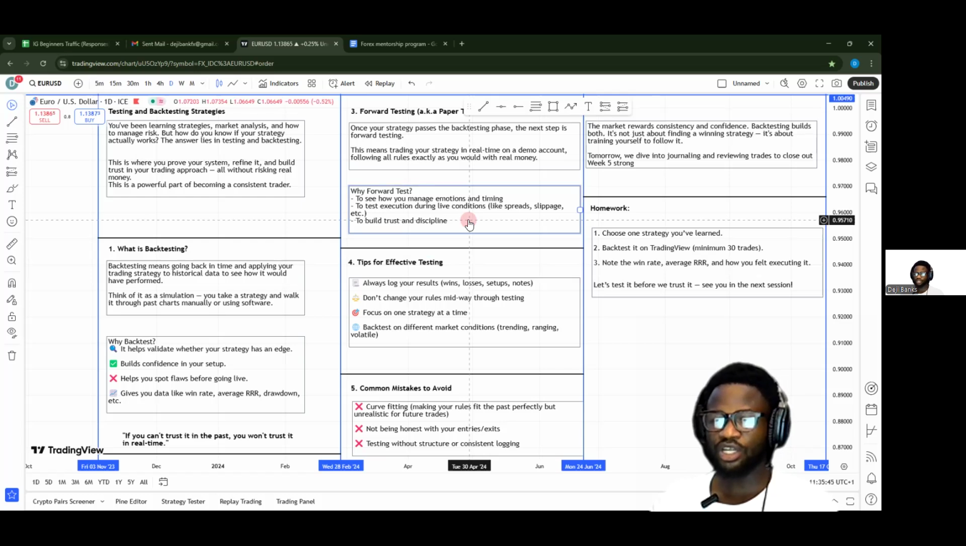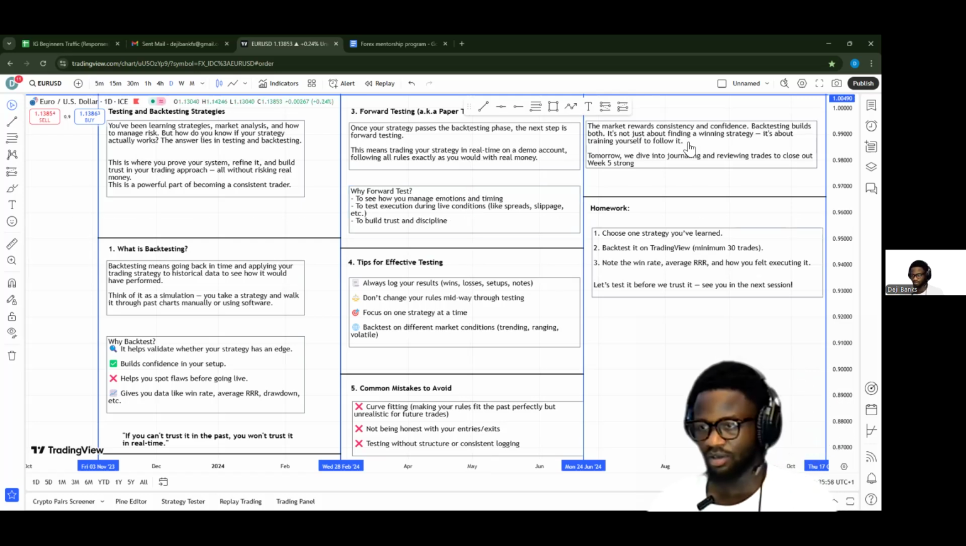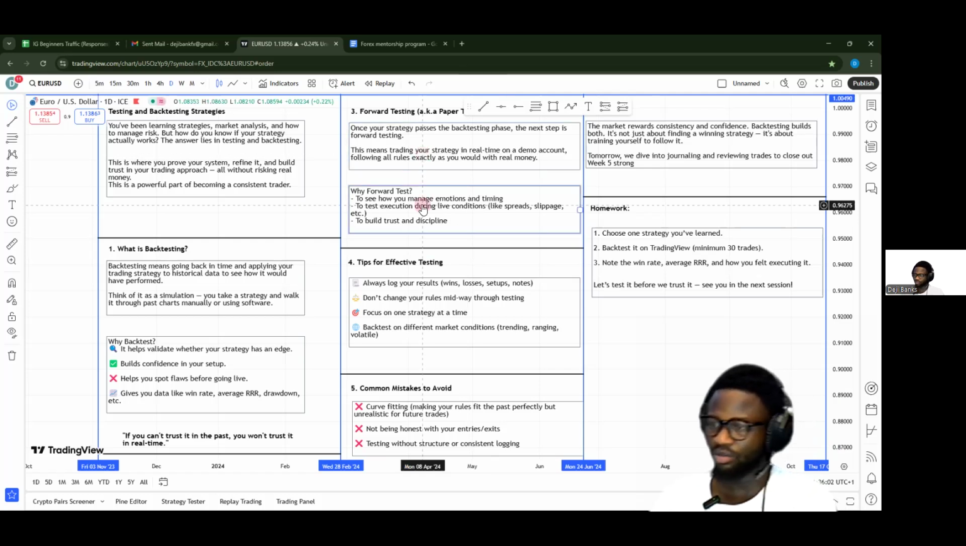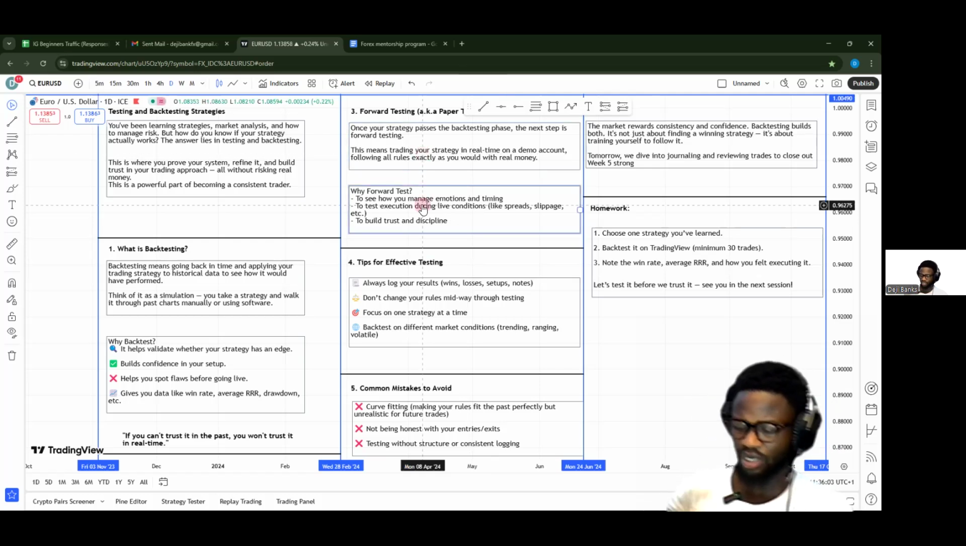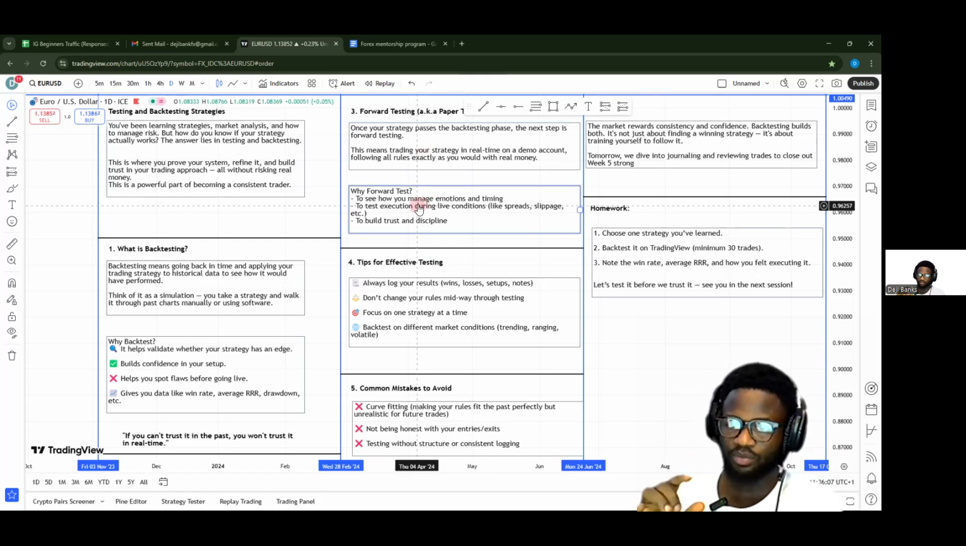But when you actually know what you are doing with a demo account, if your goal is to just test your strategy, because many people trade a demo account not testing a strategy. They just want, oh, let me see how this thing works. Let me guess a buy, let me guess a sell. But you that has a strategy, you get on a demo, you know exactly what you are trying to do. I'm not risking too much. This is what I'm trying to achieve, right? So that way you'll be able to manage your emotion and timing. Then secondly, to test execution during live conditions.